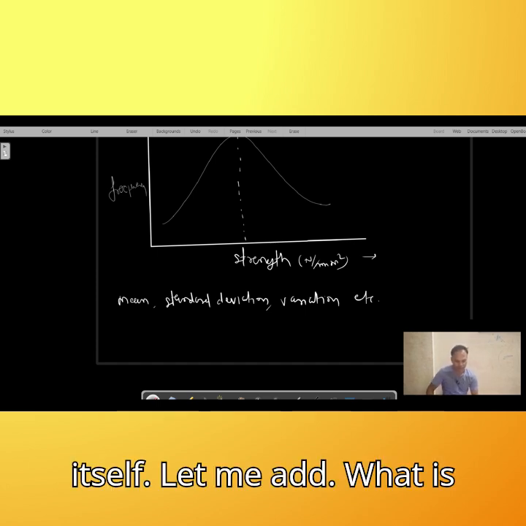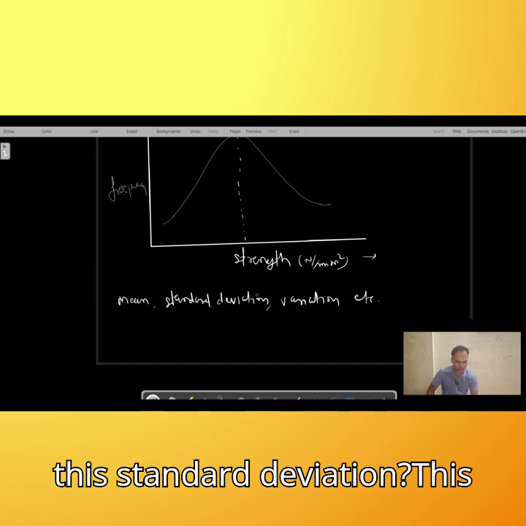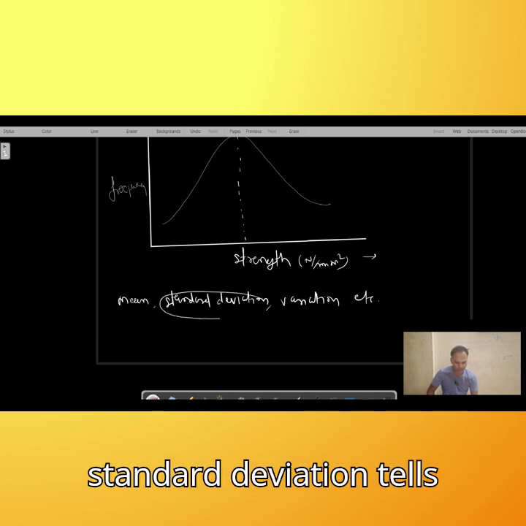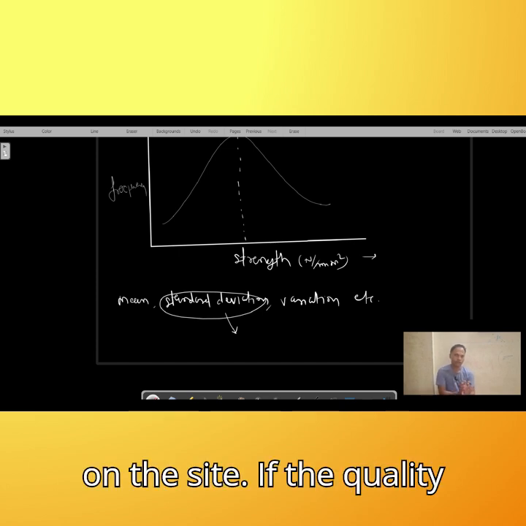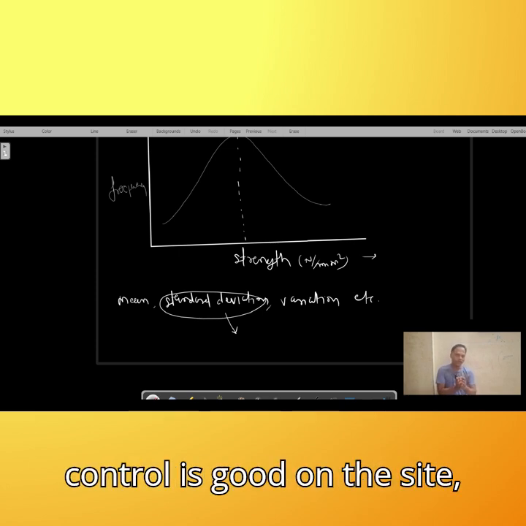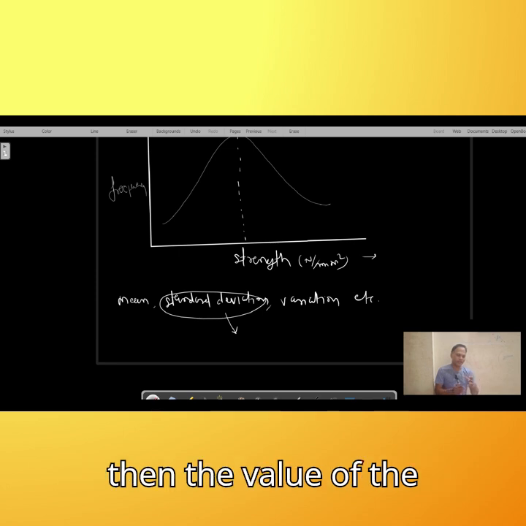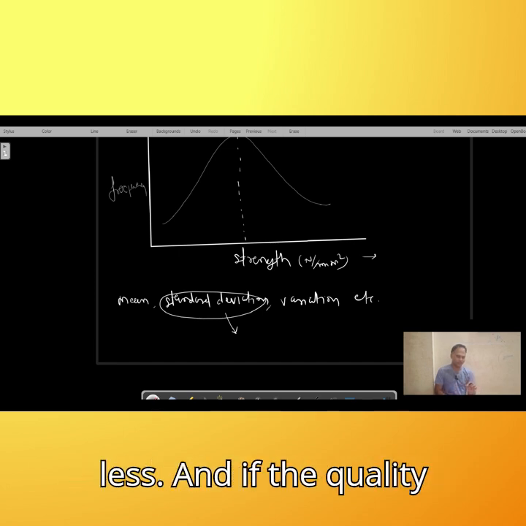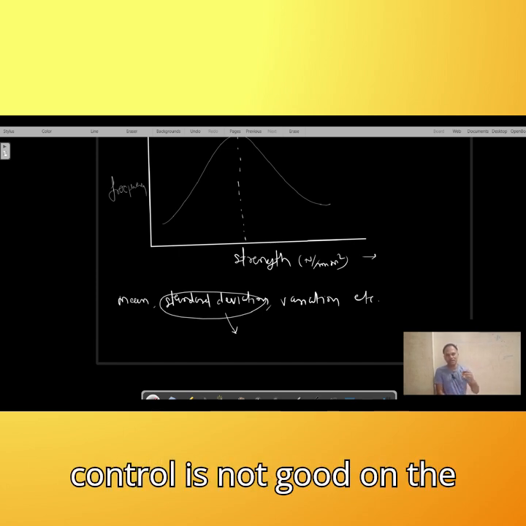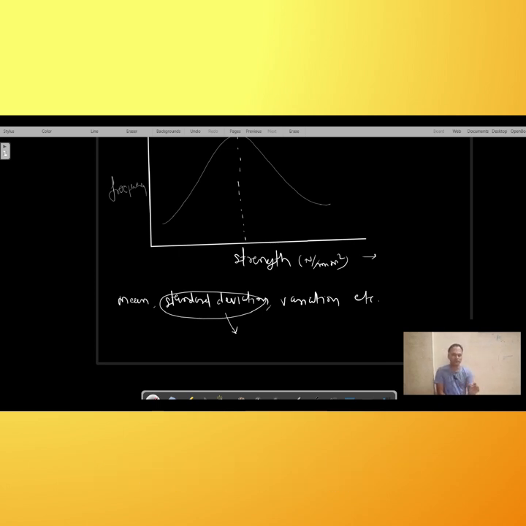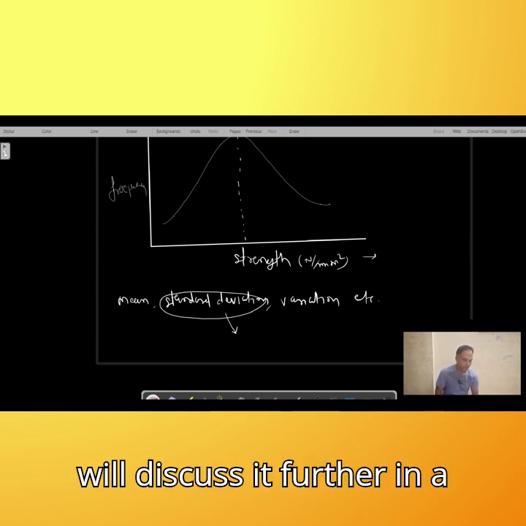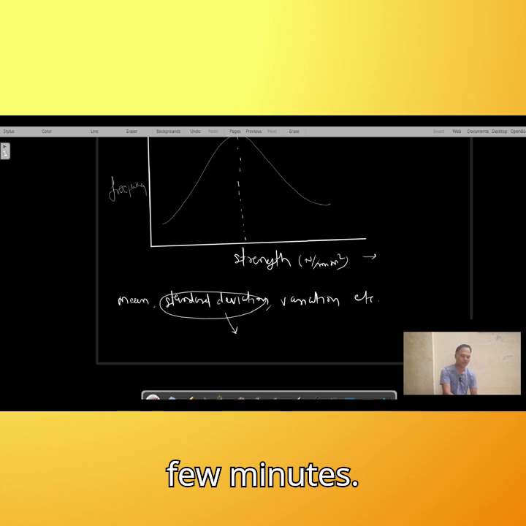What is this standard deviation? This standard deviation tells about the quality control on the site. If the quality control is good on the site, then the value of the standard deviation will be less. And if the quality control is not good on the site, then the standard deviation will be more. We will discuss it further in a few minutes.